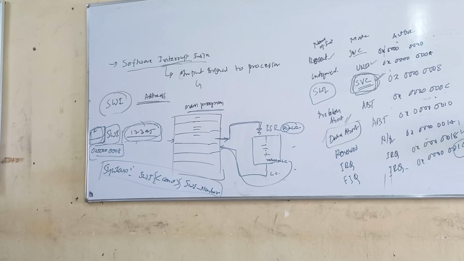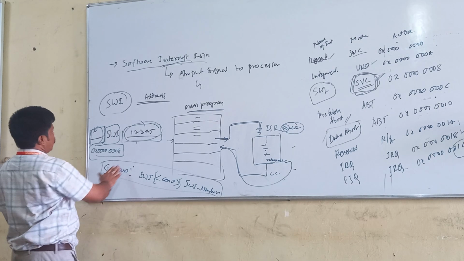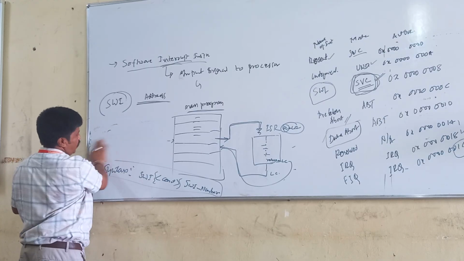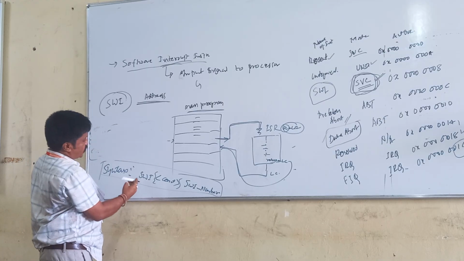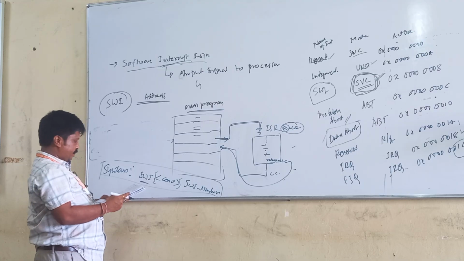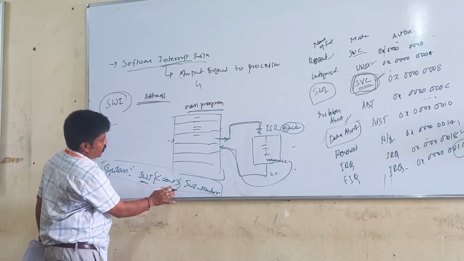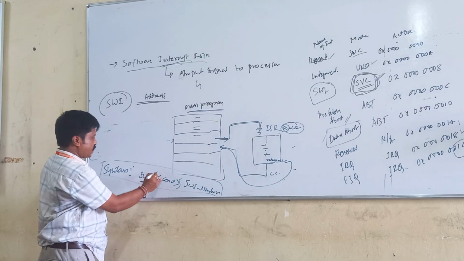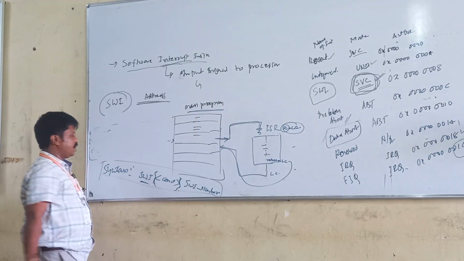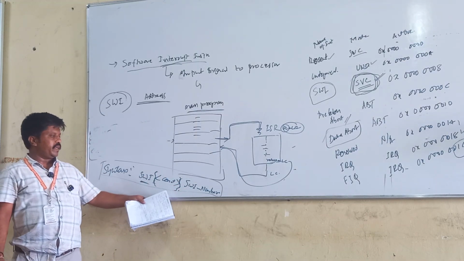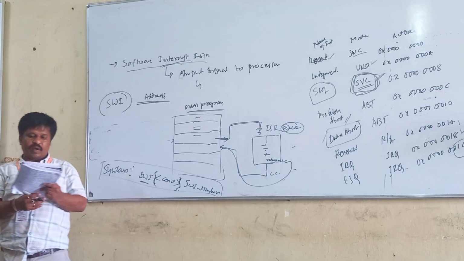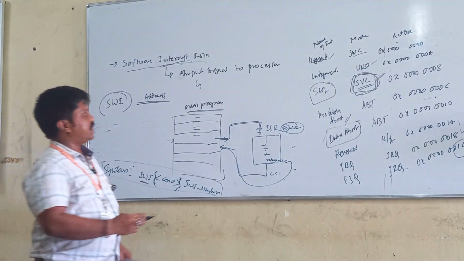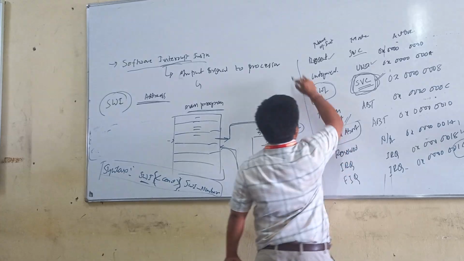Next, copy this. Next, write the syntax here, the syntax for software interrupt, SWI. SWI condition, SWI number, inside the flower bracket. I am writing here SWI condition, SWI number. Then take this table here and write this table.